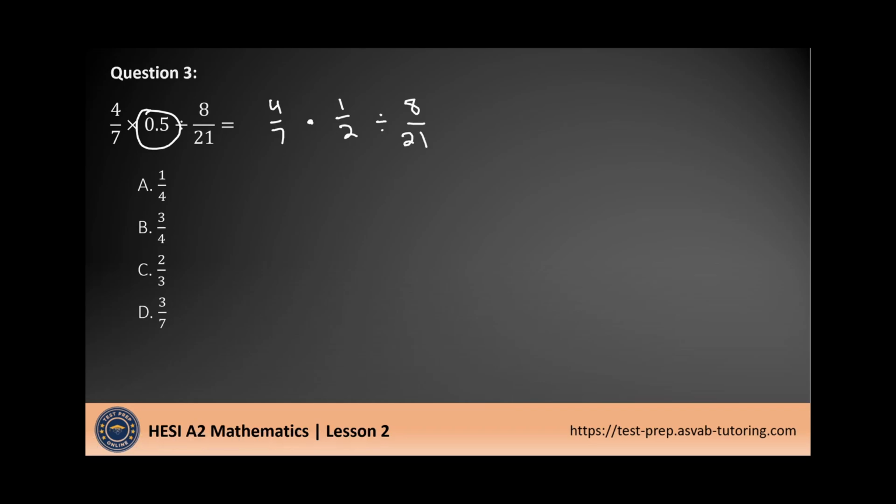Now we're going to solve from left to right. So we're going to start with 4/7 times 1/2, multiplying straight across. 4 times 1 is 4. 7 times 2 is 14.